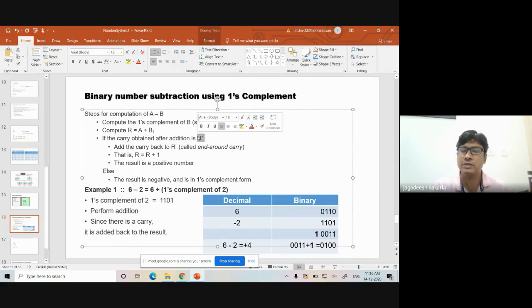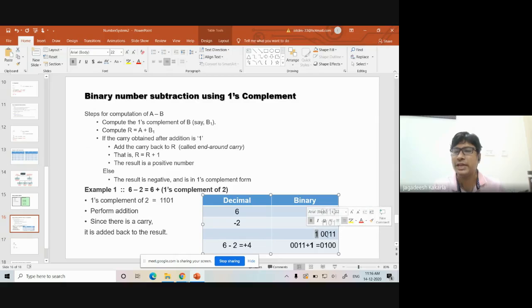If the end carry is 1, what have I asked you to do? Add this 1 to the LSB. If you add this 1 to the LSB, then what will you get? 1 and 1, sum is 0, carry is 1. Again 1 and 1, sum is 0, carry is 1. 0 and 1, you will get 1. How many members have understood?